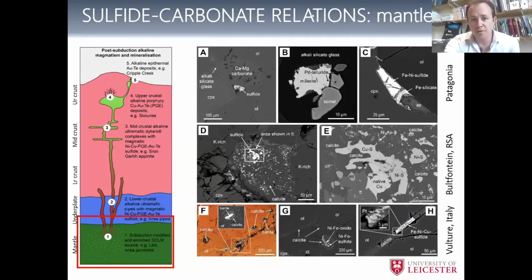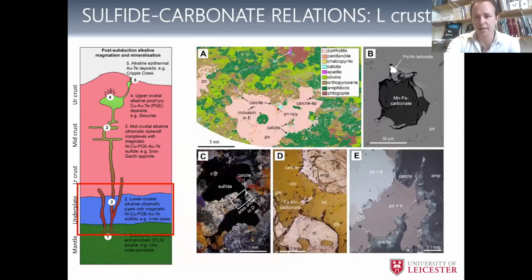And these are some of our own samples from various localities around the world. And we've got sulfide associated with carbonate there. There's some tellurides there. Big pools of calcite here, again with sulfide. And we tend to see the sulfide with the carbonate. So that's quite a nice little association that we see in the mantle. But also, we start to produce these alkaline ultramafic rocks and then place them into the lower crust.